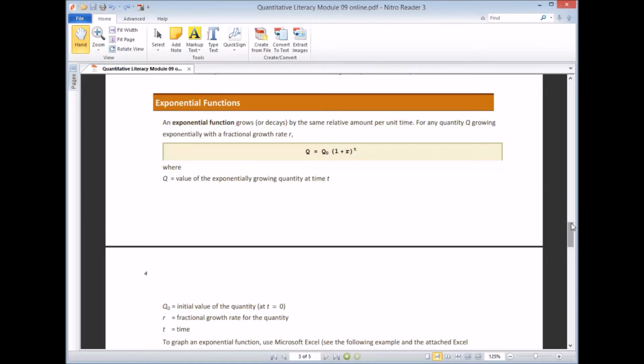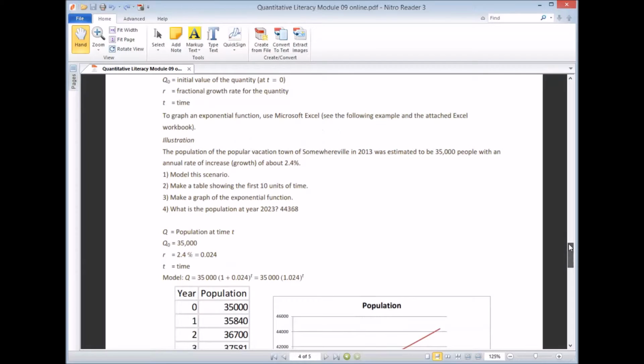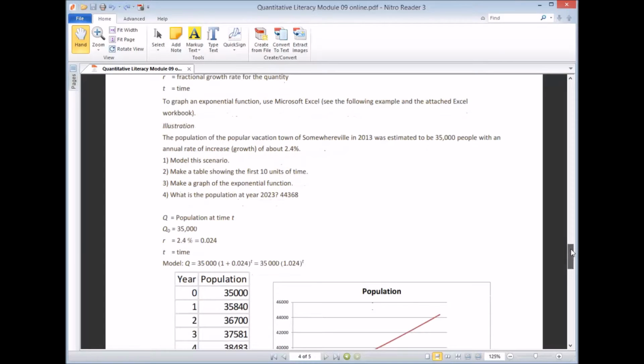So here's an example. Oh, and if you're asked to graph this, I would do this in Excel, which I'll show to you in a little bit. But let's take a look at the example first.